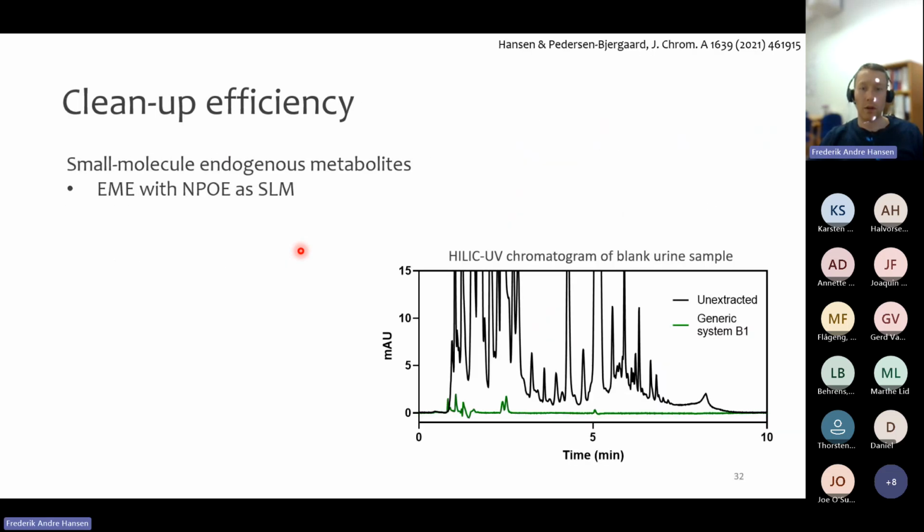Of course, if you modify your system to be more permeable to more hydrophilic substances, then you will extract more than is the case here, which is a system that's mainly suited for hydrophobic substances.